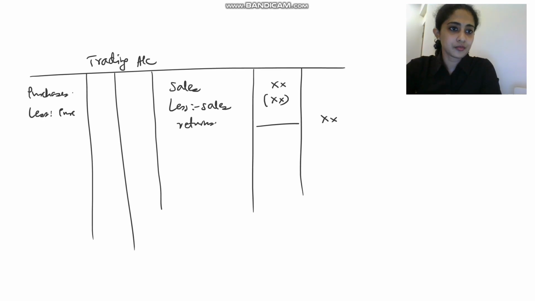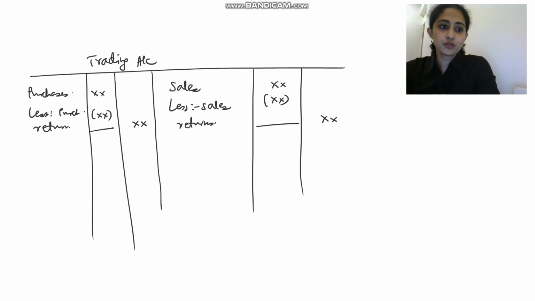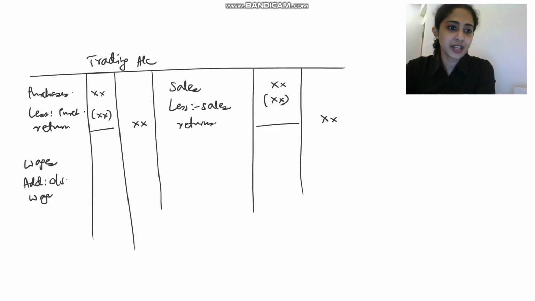Similarly, if I have purchases, less purchase returns, this again will come in the inner column, and the net has to be shown in the outer column. So this is how I will do it. For example, if I have wages, I have to add outstanding wages. If I have any outstanding wages, that also pertains to the current year. So wages paid, add outstanding, so that this is also taken as part of the expense.